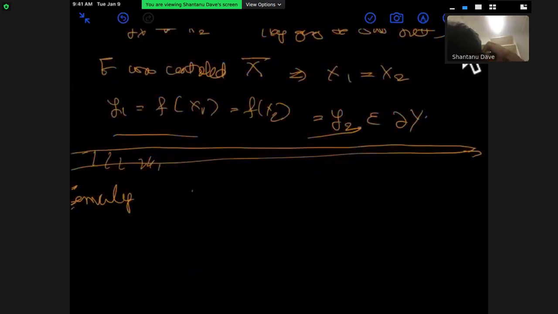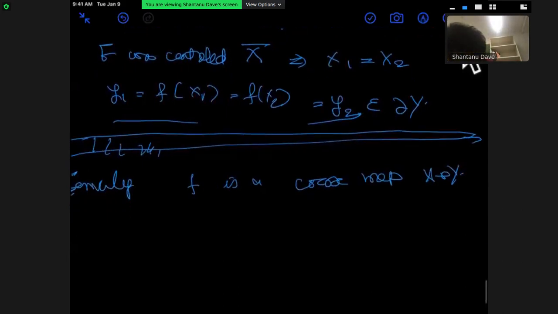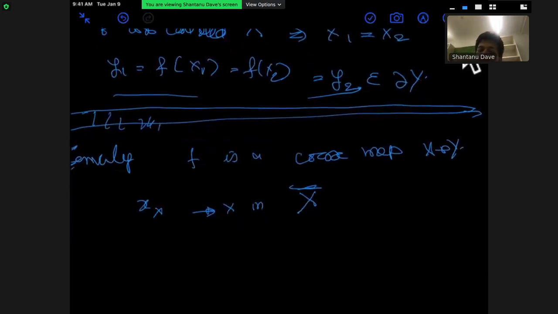Conversely, let's say f is a coarse map from x to y. How can you show that it's continuous? So we have to show that if I have a net x lambda that converges to a point x in the compactification x bar, and I will just define the following.